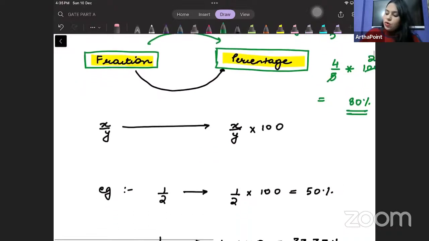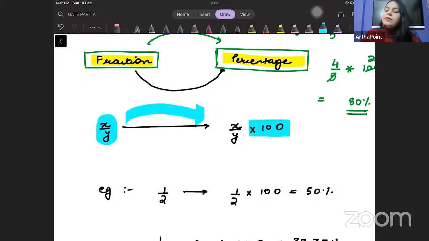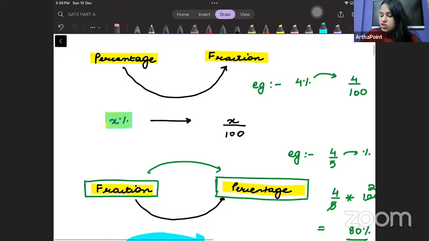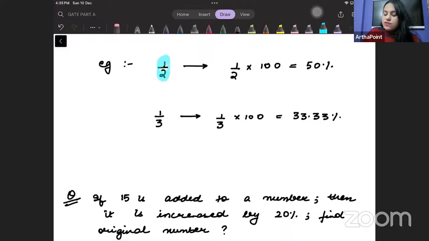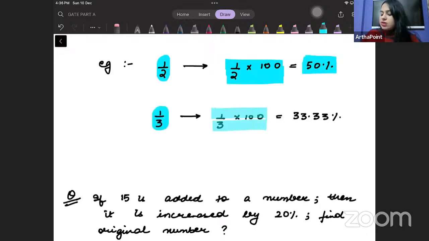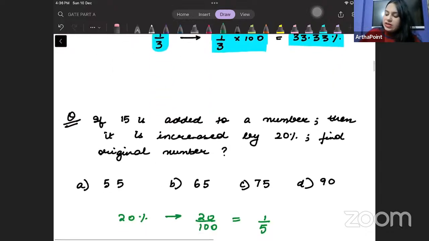So whenever we say we want to convert any x by y fraction into percentage, we will multiply with 100. And whenever we have something in percentage and I want to convert this in fraction, I will divide it by 100. Is that clear, beta? Okay, beta. Now just take this example. So if I have to convert half into percentage, it will be half into 100, which will be 50%. If I have to convert 1 by 3 into percentage, it will be 1 by 3 into 100. That means beta 33.33%. So whenever I have to convert anything into percentage, I am going to multiply that with 100.